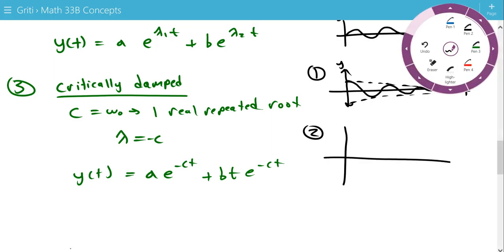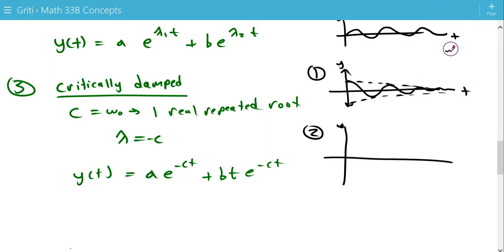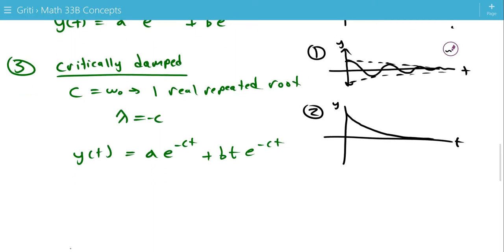Our overdamped case will start off here and go straight to 0 asymptotically. And our critically damped case will go to 0, but it'll go to 0 quicker than the second case, the overdamped case. And that's it for harmonic motion.